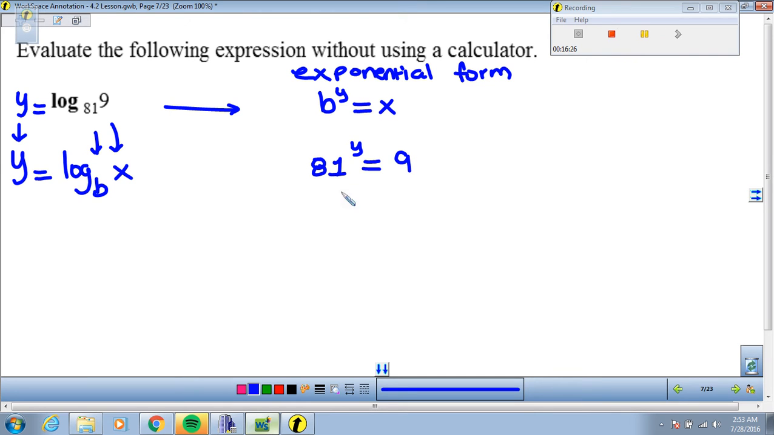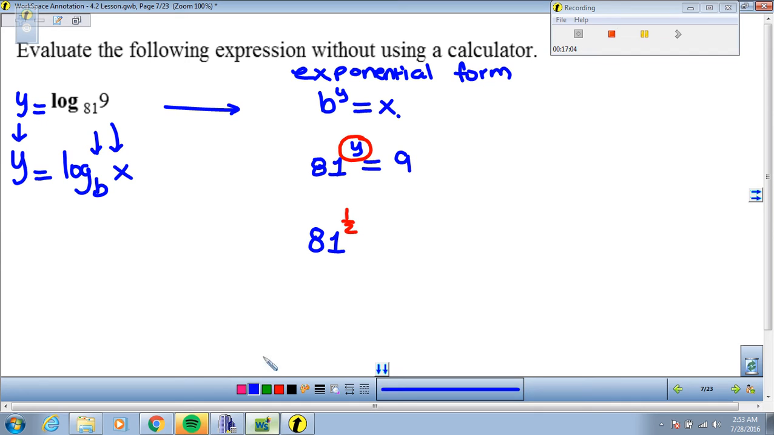So 81 raised to something has to give me 9. That's a tough one too, because you're going to say, what do I do? The only way that 81 raised to an exponent can be equal to a smaller number than 81 is probably going to be through using fractions. So what about this? What if I do 81 raised to, because the question is this, raised to the 1/2?